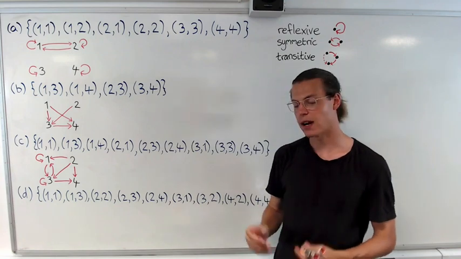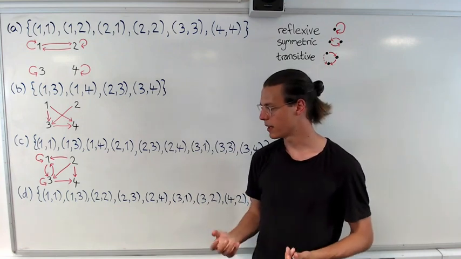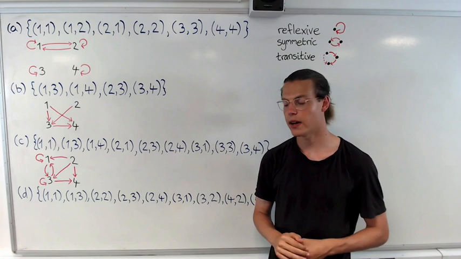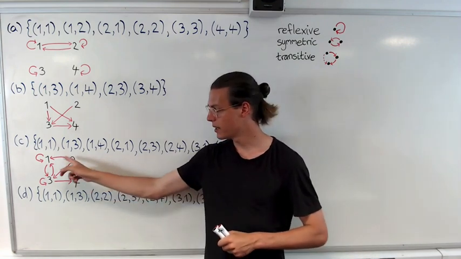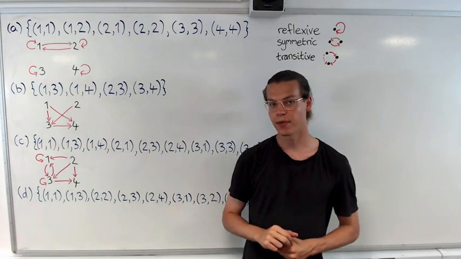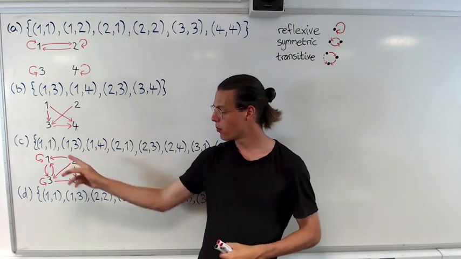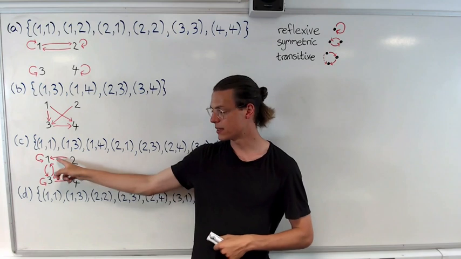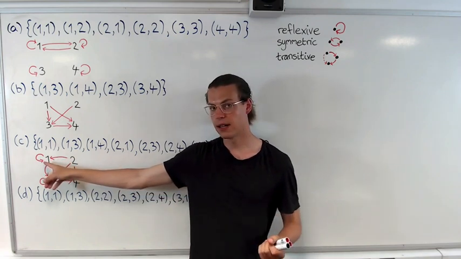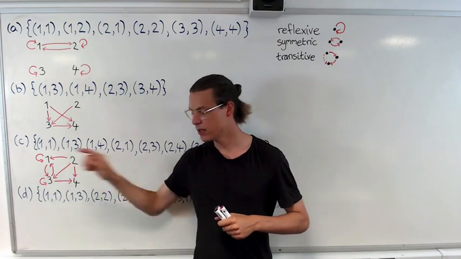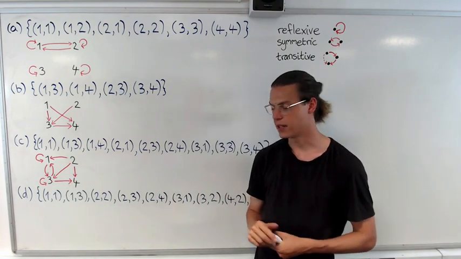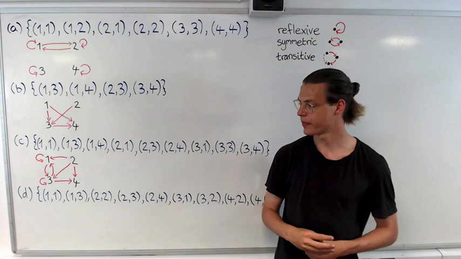But it is transitive. Now, there's no quick and easy way to prove this other than checking every case. But if you look through this diagram, you should be able to convince yourself that whenever we have one element related to a second and the second related to a third, the first element is related to the third. And this relation is transitive.